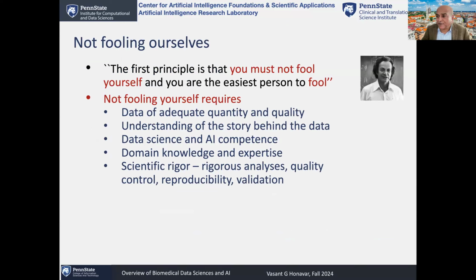So not fooling yourself when you work with data requires data of adequate quality and quantity, understanding the story behind the data. So for example, if the data was limited to a certain subpopulation and you ignore that fact, then you're going to maybe apply the findings beyond where they are applicable. Data science and AI competence is needed, domain knowledge and expertise in the relevant areas of medicine, and last but not the least, scientific rigor, rigorous analysis, quality control, reproducibility of the study, validation in many of these steps.